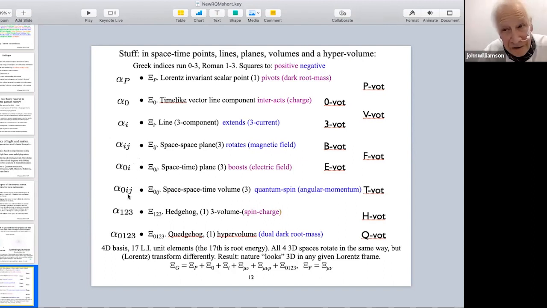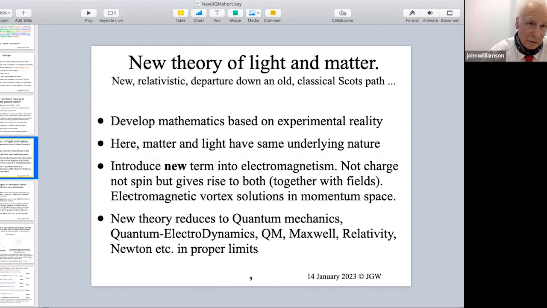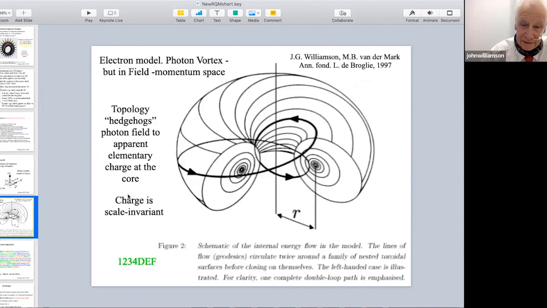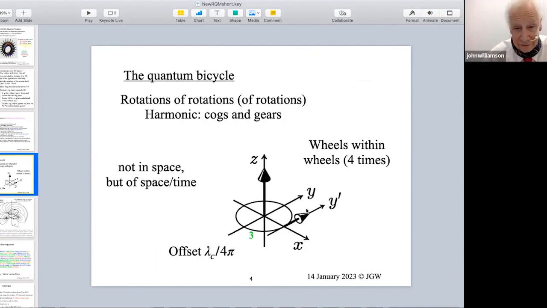There are four different three-dimensional spaces. This means that they don't necessarily have to all line up with one another. We're dealing with a multiplicity of four three-dimensional spaces here. And they don't all have to have the same origin either. In fact, they don't have the same origin, because if we go back to the quantum bicycle thing, the first thing you see about it is that the spin of the photon is around a different axis to the spin of the thing as a whole. They're offset by an amount lambda c over 4 pi, which is one of the things that leads to the fact there are no infinities.